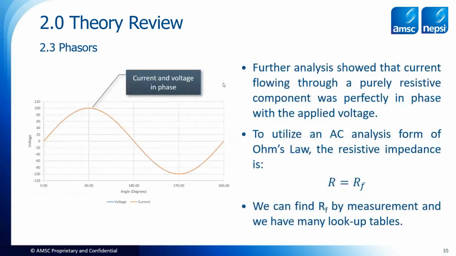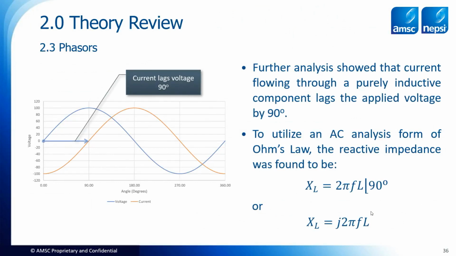Now, further analysis showed that for a pure resistance, Steinmetz determined that you get no phase difference between the voltage and the current. And so the resistance can be modeled as whatever the resistance is at the frequency that you're working at, which for 60 hertz, RF is a little bit greater than the DC value. And we can find this by measurement, or we can do it with lookup tables.